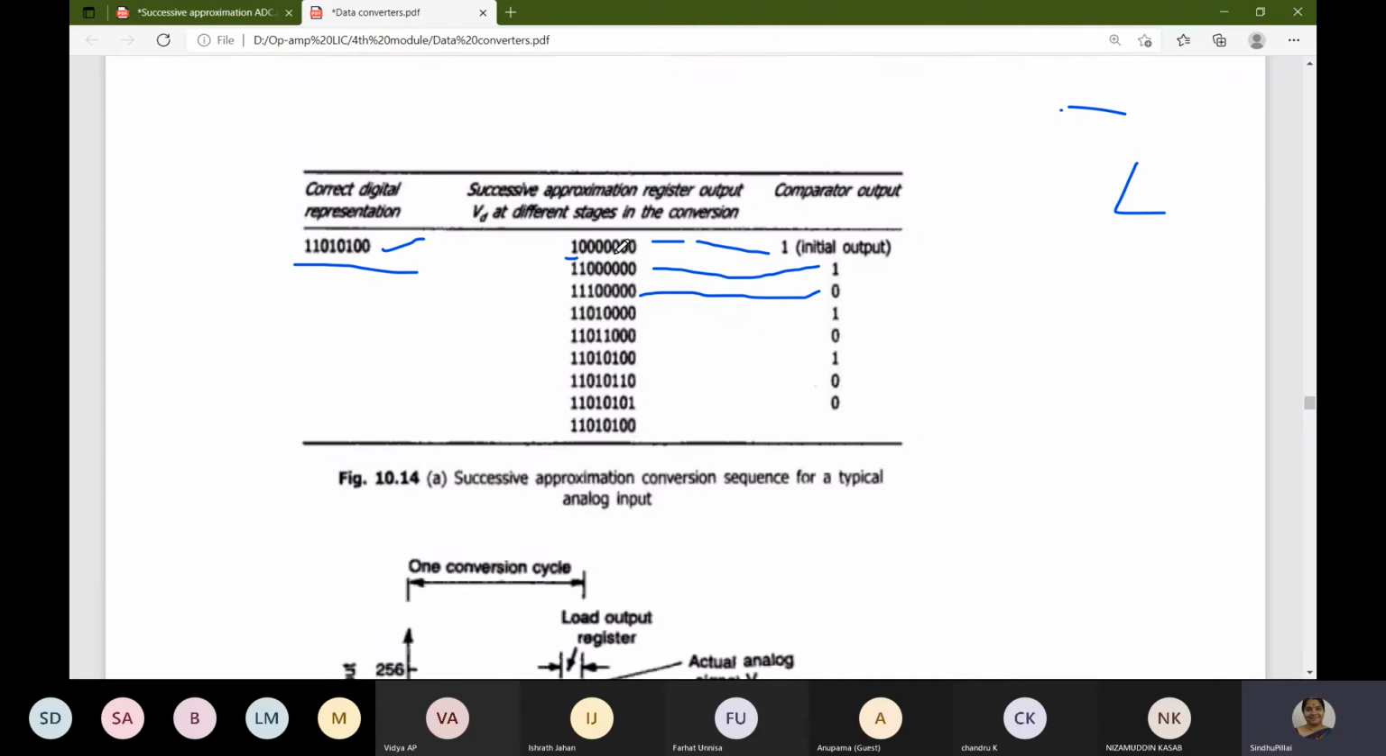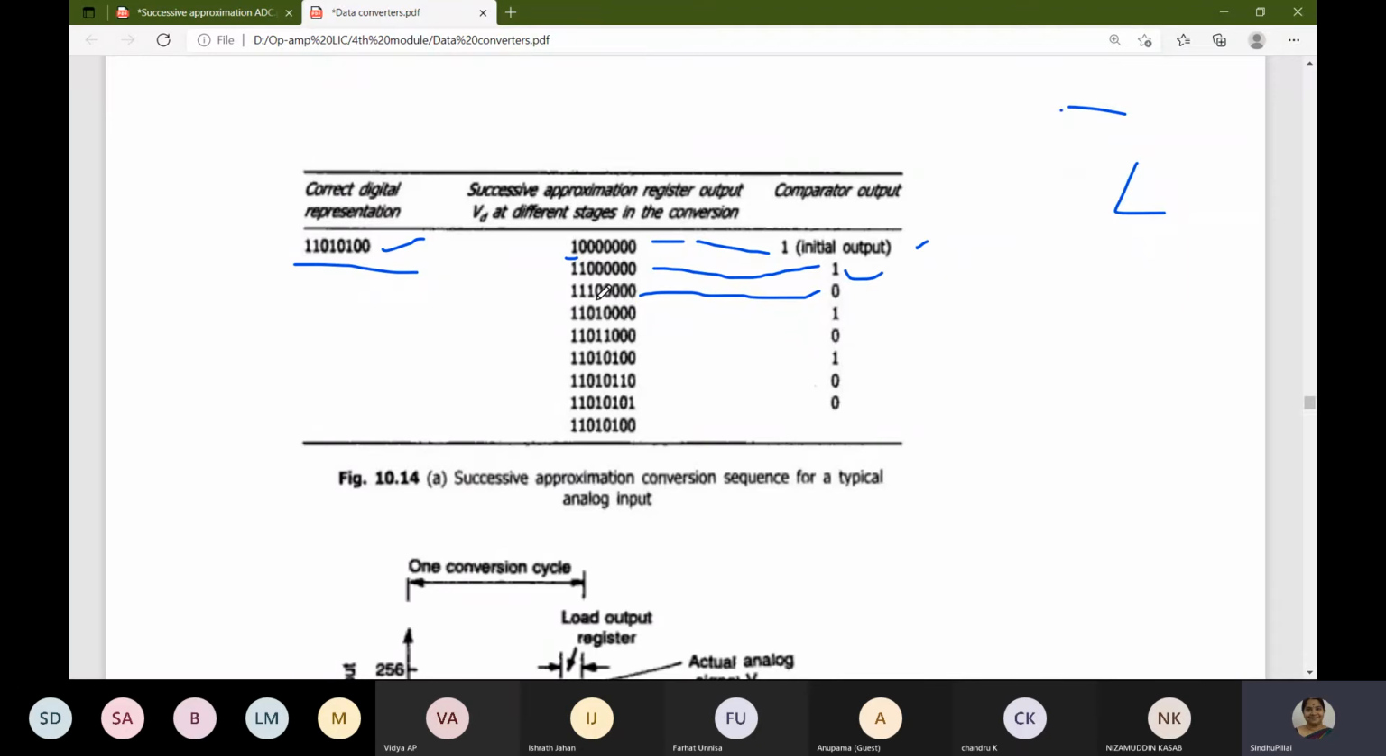Okay, so our DAC signal is less, this is high. This number is larger, or the correct digital representation is larger, so the comparator output is 1. Next what? The next Q6 bit will be set. After setting the Q6 bit, again it will compare. Again our analog input is larger, so it will be again 1.